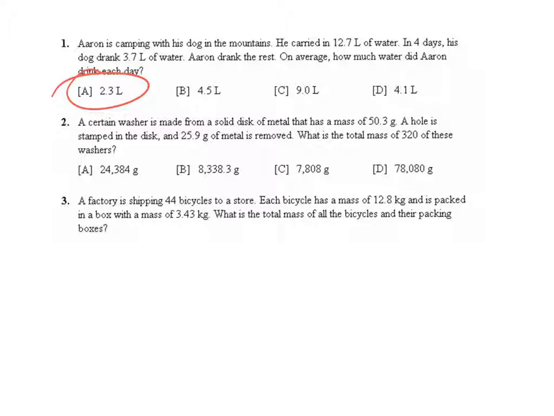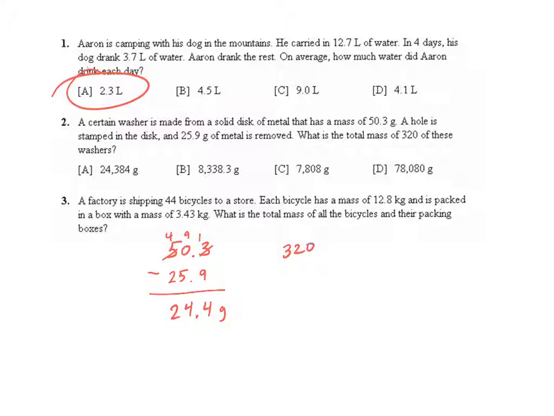First thing we need to do is figure out what is the mass of one washer. To find the mass of one washer, we need to take the metal that it's made from, 50 3/10 grams of a solid disc of metal, and get rid of the amount of metal that's removed when you stamp the hole in the disc, which is 25 9/10. Do some regrouping here. And each washer weighs 24 4/10 grams, but we want 320 of those.